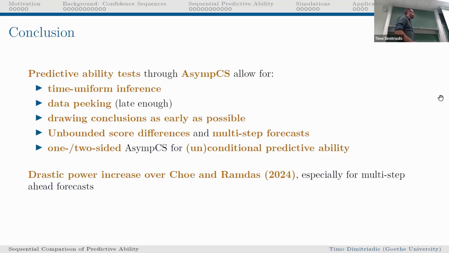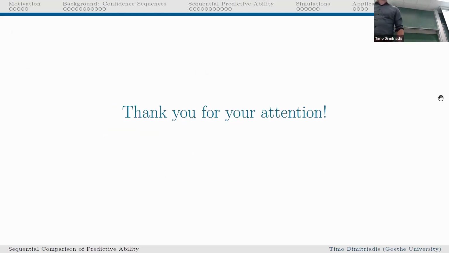In simulations, we see especially drastic power increase over Cherian-Ramdas for multi-step ahead forecasts. So thank you very much, and I'm happy to initiate a discussion.